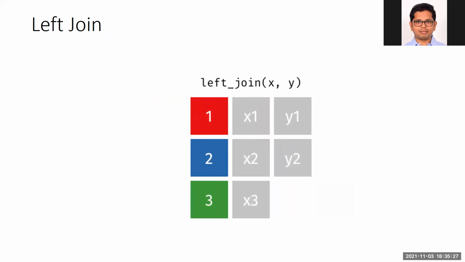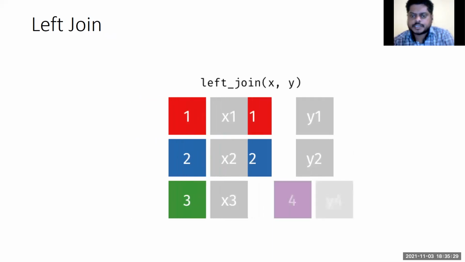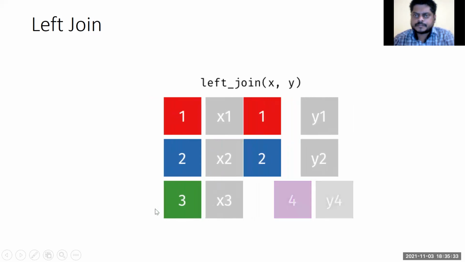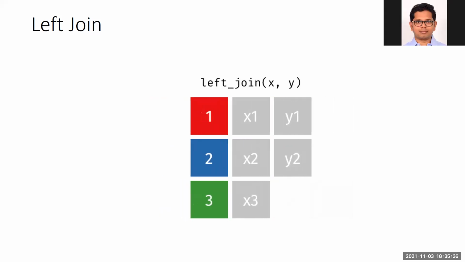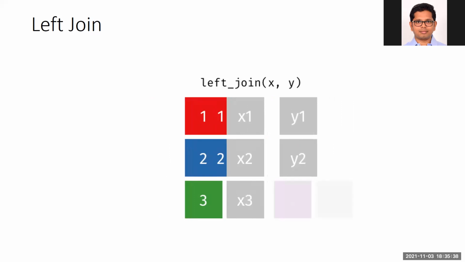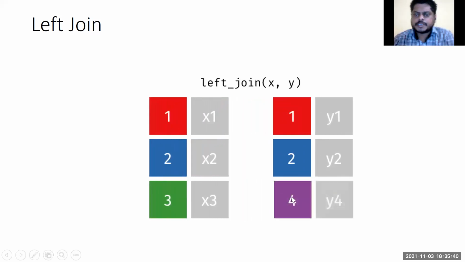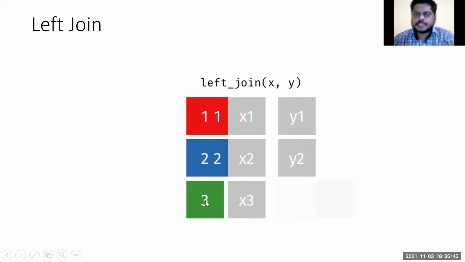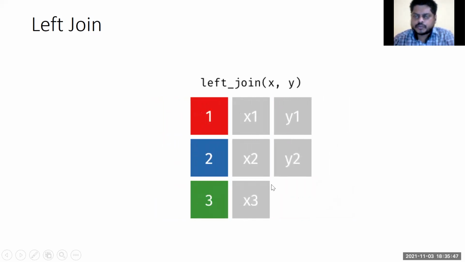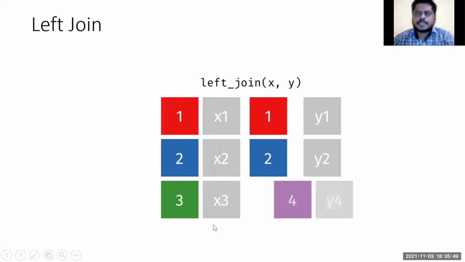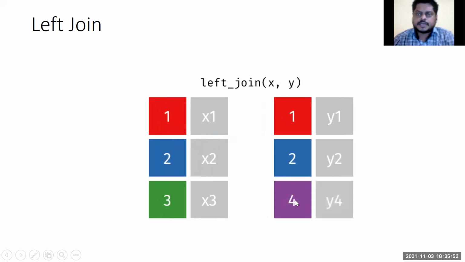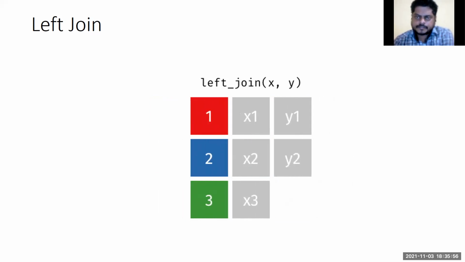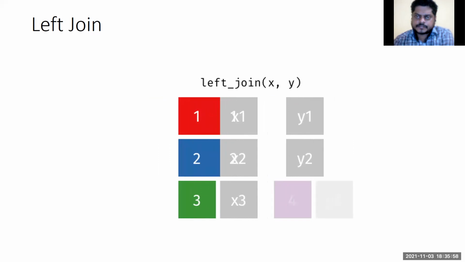Why not y4? Because 3 is not there. Here it is 4. It is not matching with 3. If it was written 3, obviously it would have taken. So 1 matches 1, 2 matches 2, but here it is 3 and there it is 4. Because it is in the left side data, whatever you are writing will be there. Right side data, if it is not matching, it will be discarded, deleted. Okay, sir. Got it.